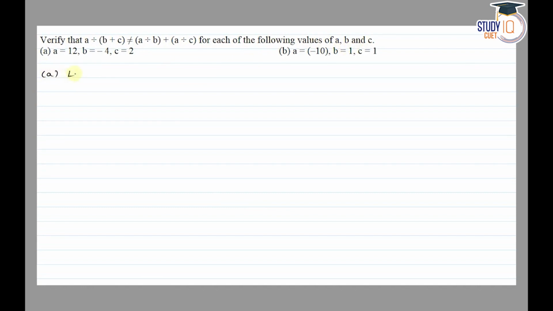So part A. LHS is equal to a divided by (b plus c). We will put the values: a is 12, b is -4 and c is 2. So it is equal to 12 upon (-4 plus 2), which gives us -2. 2 cancels out 12, 6 times. So 6 upon -1 is -6.